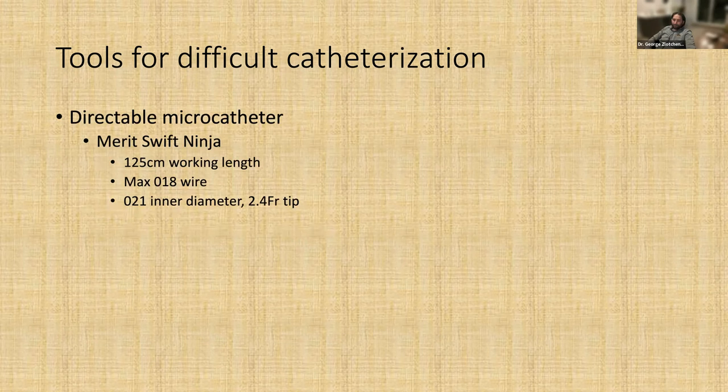The Swift Ninja. One drawback is it's only a 125 centimeter working length. So if you're going radially, you're not going to be able to use it. You can only do it femorally, but it's a torqueable catheter that you can direct very well, much better than the Direction microcatheter. It is a little bit bigger, a 2.4 French, but it can really help you cannulate those difficult prostate arteries.